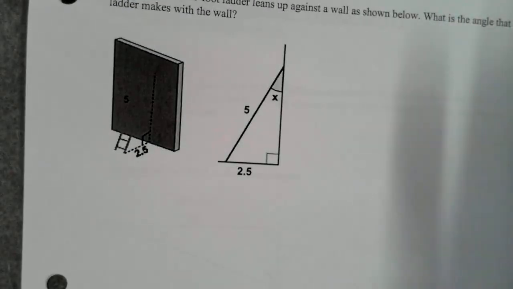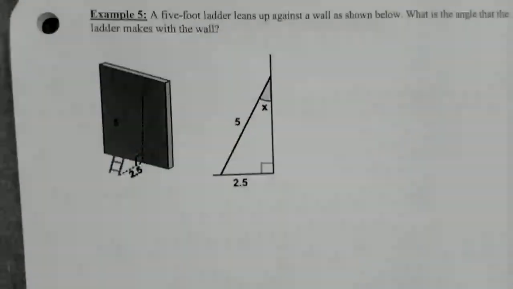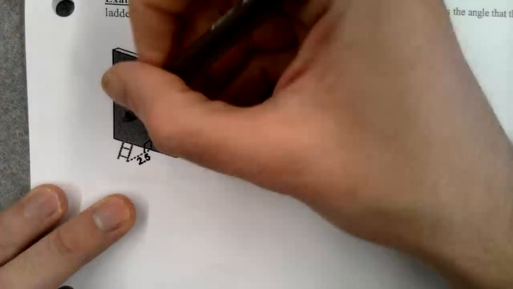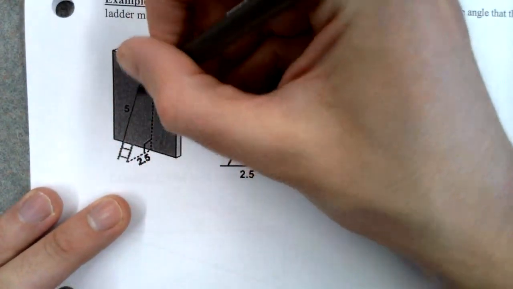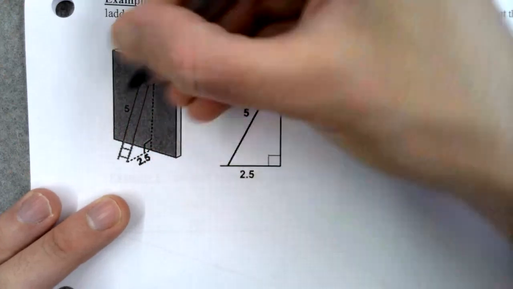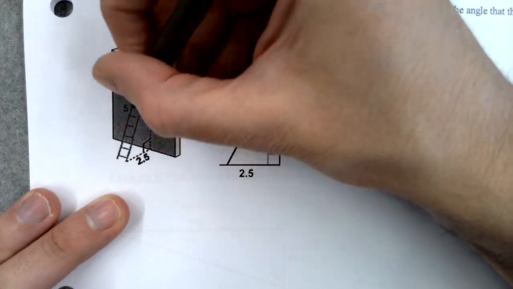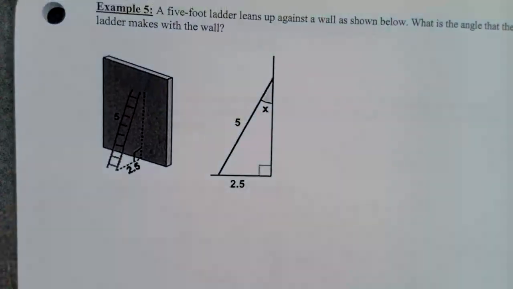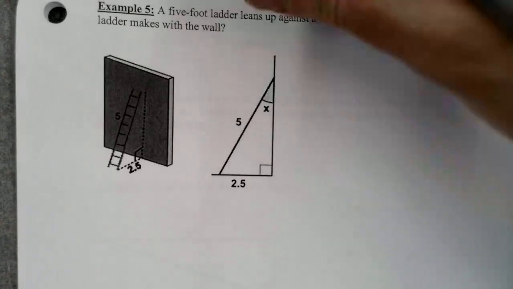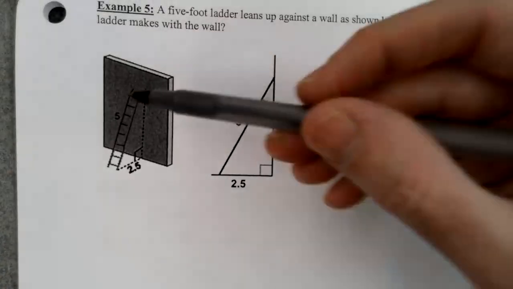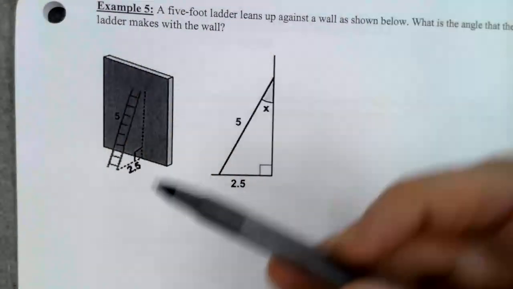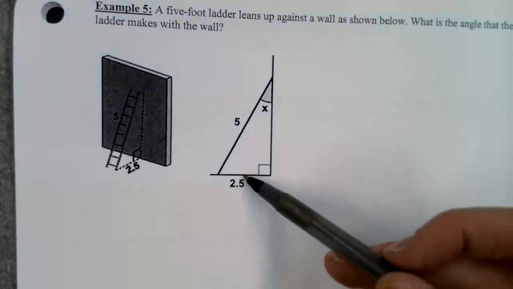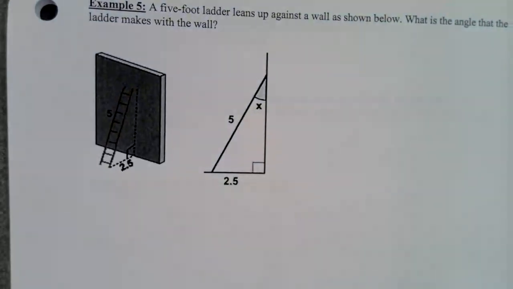Now it's really hard to see the diagram, so you probably can't see this on the video. But you have a 3D drawing of a ladder leaning up against the wall. Very hard to see. But I have the post online as well. Okay, the ladder is 5. That's labeled, and it's 2.5 feet away from the wall, which is redrawn over here nicely. Okay, the question is, what angle does the ladder make with the wall?